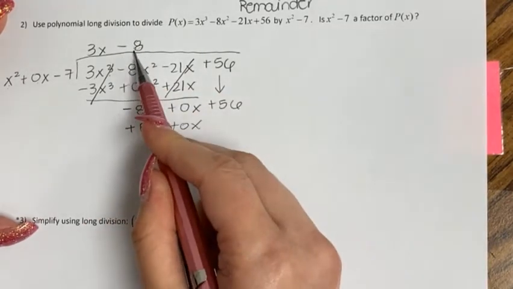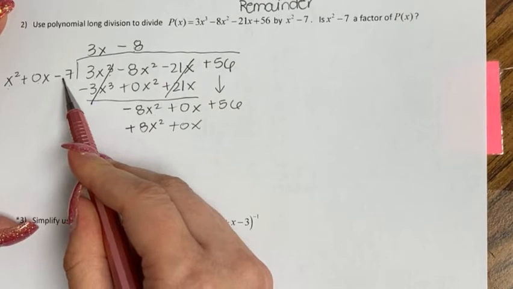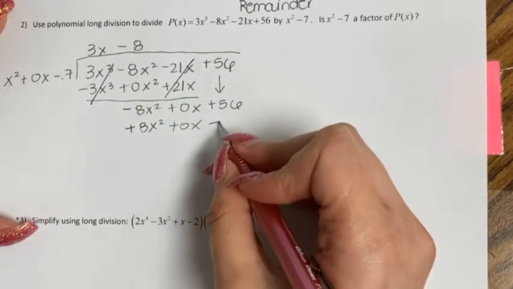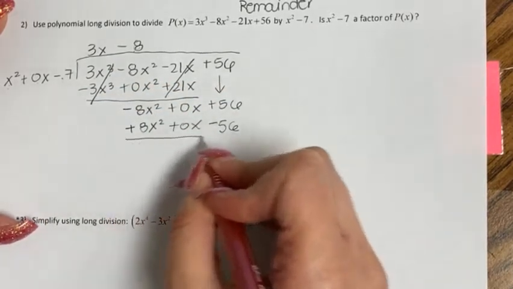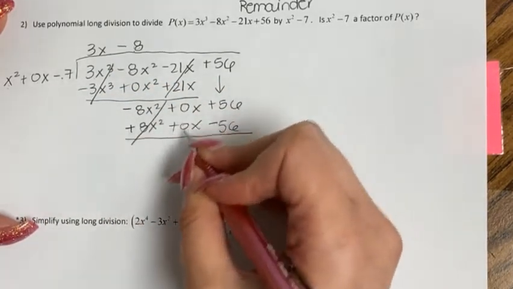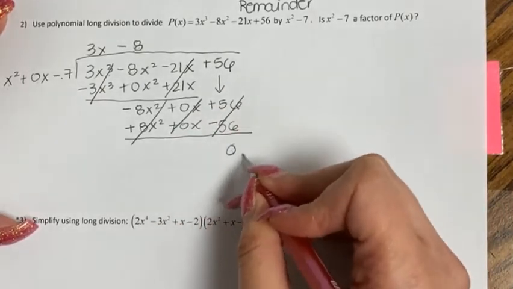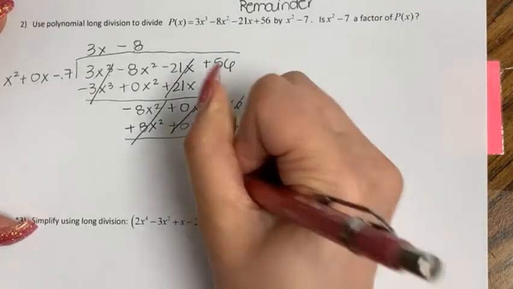Okay, negative 8 times negative 7 is going to be 56. Positive outside goes negative inside. Okay, you do your combination here, you cancel. This is a 0, so it cancels, and this cancels. Therefore, what's your remainder?